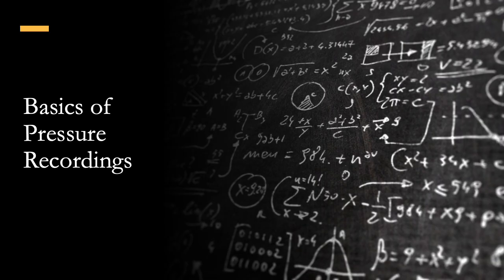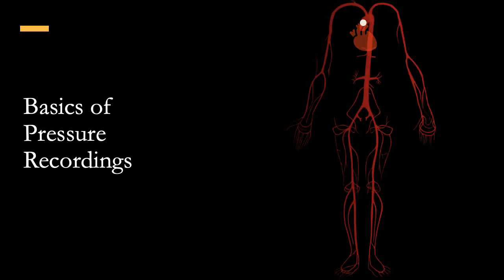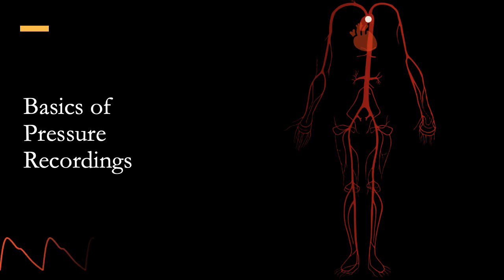Before discussing these artifacts, let us first understand the basics of pressure recording. I will try to keep this complex topic as simple as possible. Each ventricular contraction generates a pulse wave that travels through the arterial system. This has a rapid upstroke, a downstroke, and a dicrotic notch.